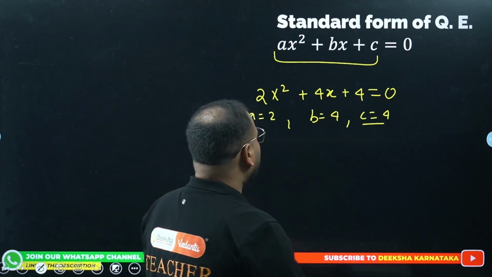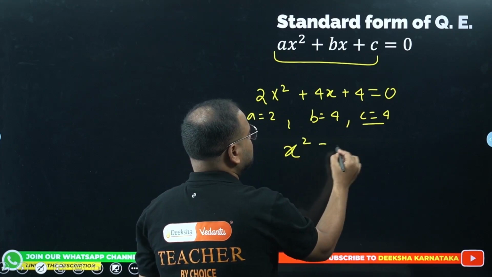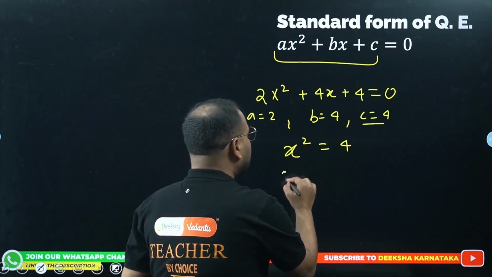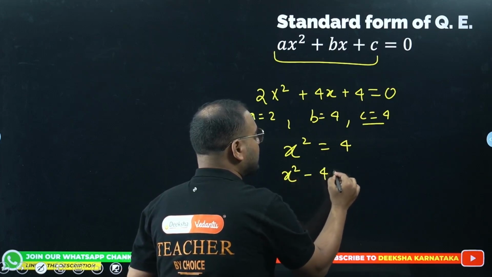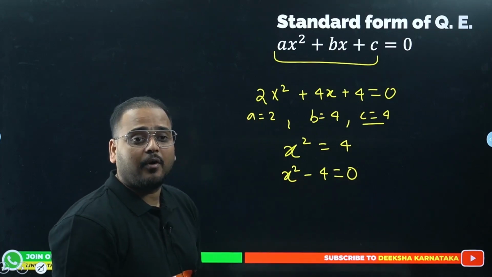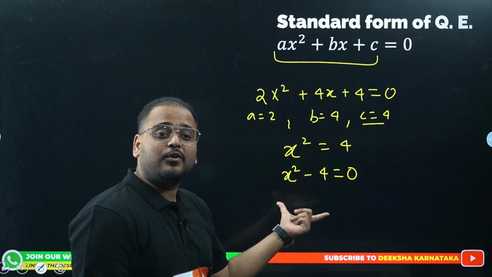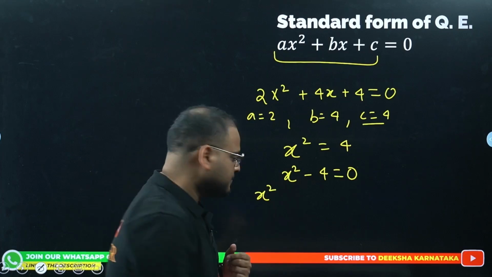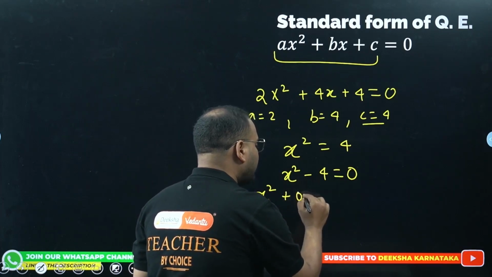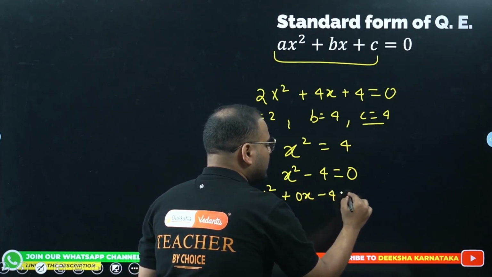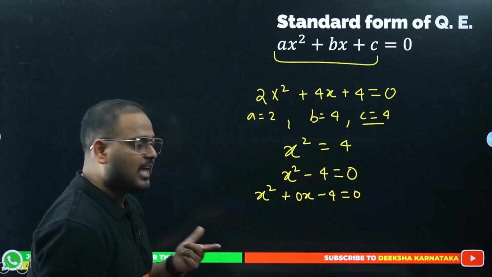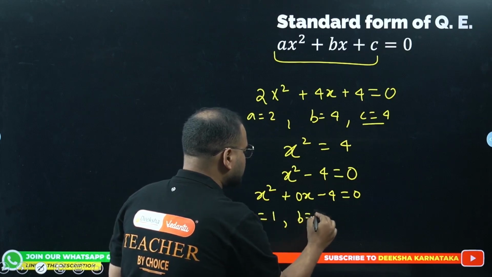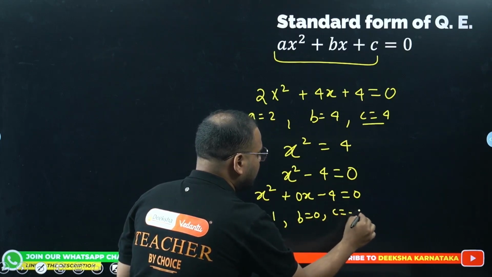Excellent. If sometimes they write like this, x square equals to 4, then what you have to do is make it into the standard form. How are you going to do that? X square minus 4 equals to 0. But sir, in the standard form we have 3 terms. We have here only how many? 2. How to do that? So we'll do x square plus 0x minus 4 equals to 0, and we can write ABC now as A equals to 1, B equals to 0, and C equals to minus 4.